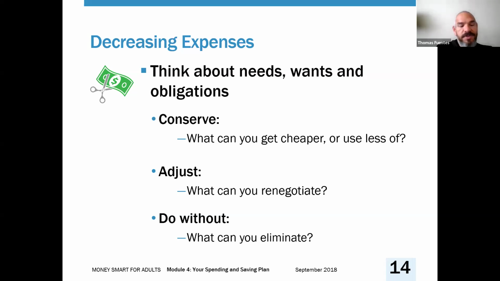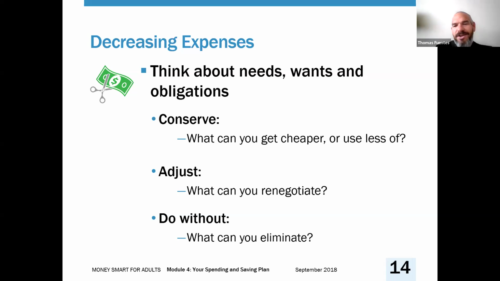And the idea of conserving is what can you get cheaper or use less of? One of the things I always talk about is not going to Target and spending $8 on Old Spice deodorant or body wash. I now will go to the dollar store and pay $1.25 on whatever they have on the shelf. So that's my conserve strategy for myself to save a little bit of money. I guess you can also throw that into the adjust category, right?